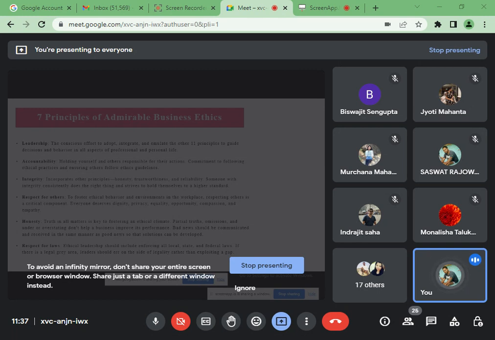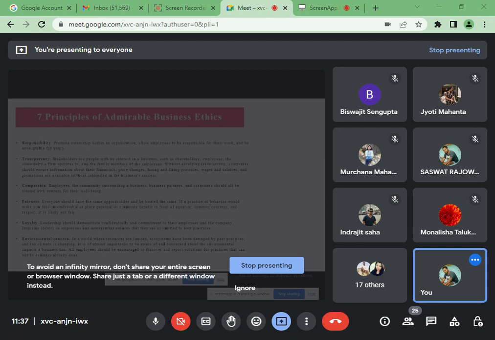And lastly, respect for laws. Ethical leadership should include enforcing all local, state, and federal laws. If there is a legal gray area, leaders should be on the side of legality rather than exploiting it. Next one, responsibility. Promote ownership within an organization. Allow employees to be responsible for their work and be accountable for yours.